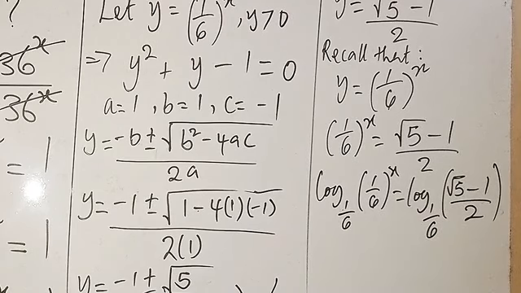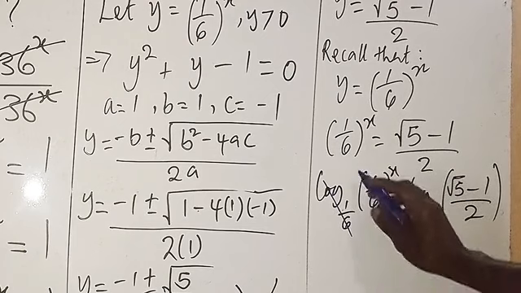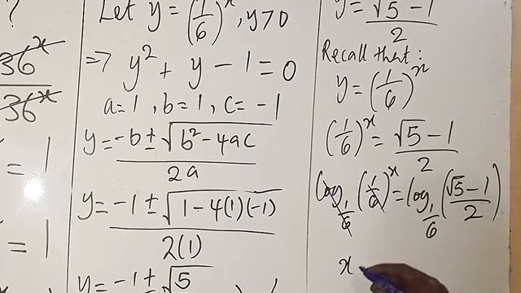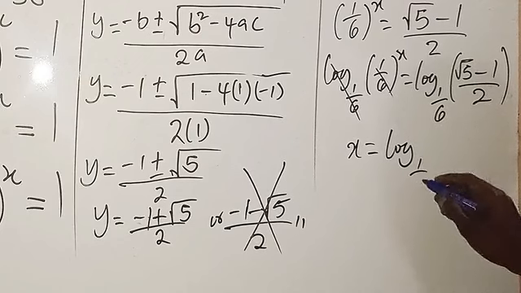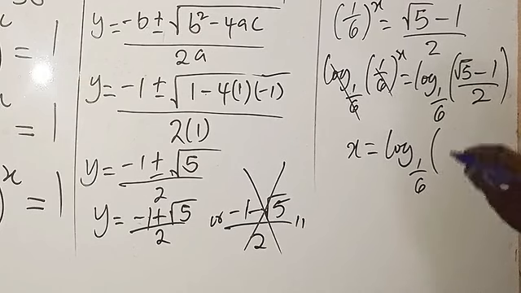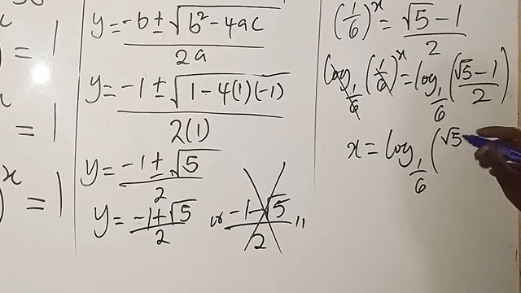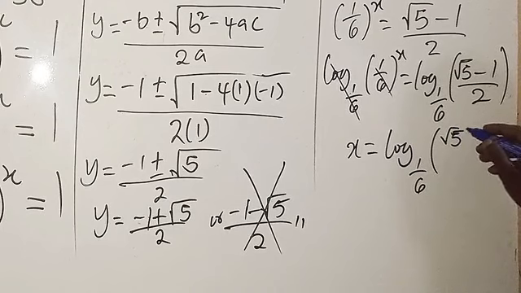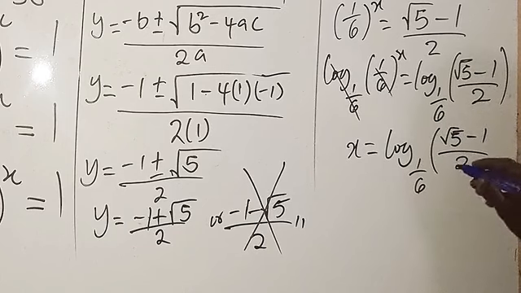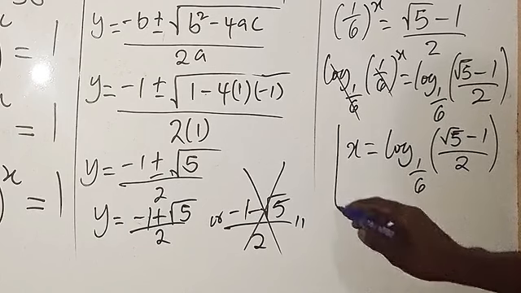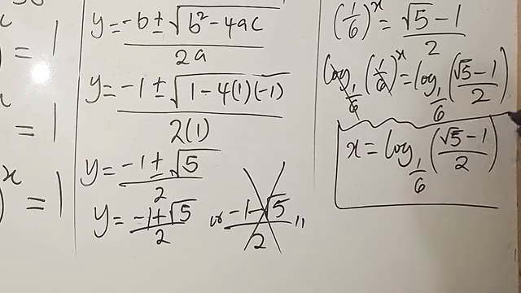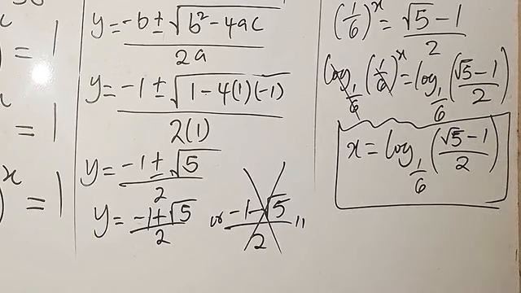Right? So now from here you can see we cancel this. So x will be log to the base 1 over 6 of root 5 minus 1, then divided by 2. And this is our solution to the problem. I believe you can see how we solve this.